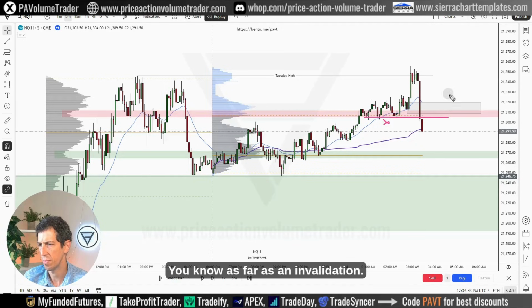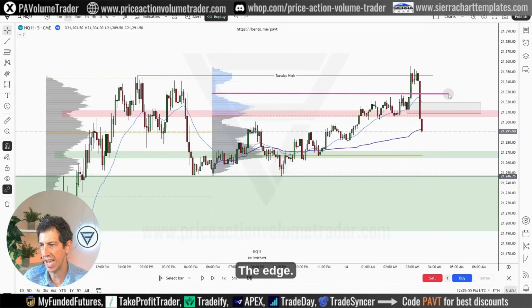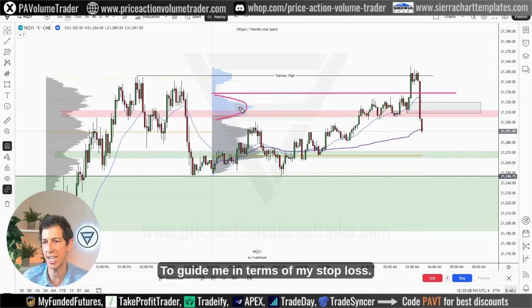And now, as far as an invalidation, you could go into these highs, but we do have a very large range here. So if you want to be more aggressive with your stop, you can put it right beyond the edge of this node that we have from the overnight. I like to use high volume nodes a lot to guide me in terms of my stop loss placement as well. So you could have an invalidation here. Price on a test back should not go beyond this consolidation that we broke through, okay?